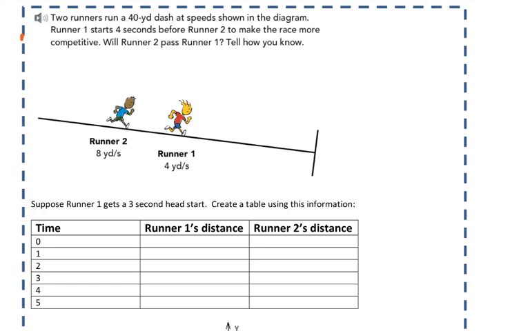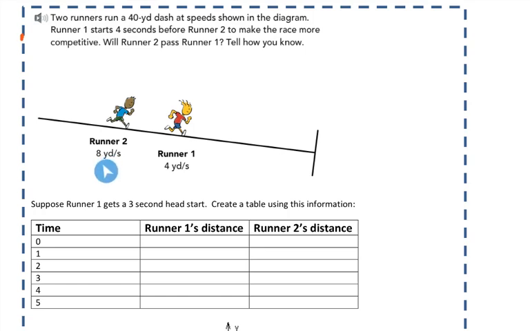So runner 1 starts 4 seconds before runner 2. So make sure that you look at the words. Runner 1 starts 4 seconds before runner 2 to make the race more competitive. Will runner 2 pass runner 1?